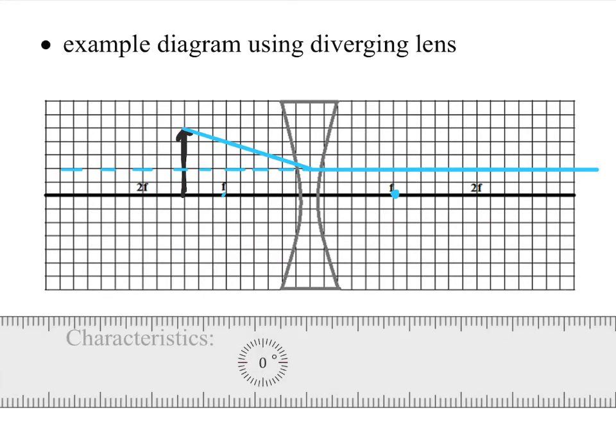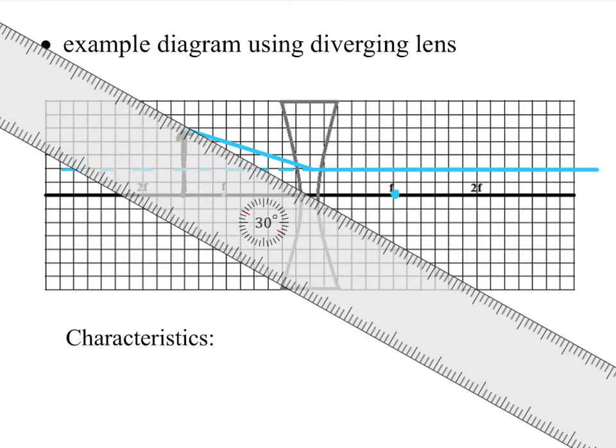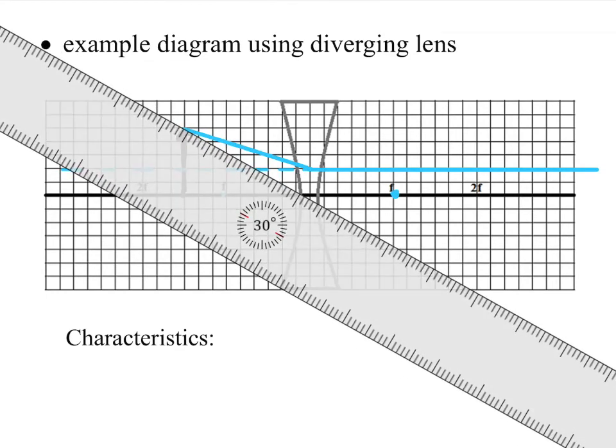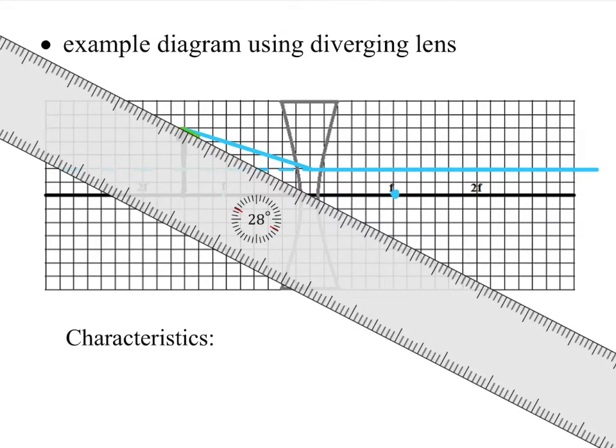Okay, so next one, optical center. Thankfully, that one doesn't change at all. So that one's nice and easy. Going through the optical center, you can always count on that light ray to never change. That's just always going to go straight through.